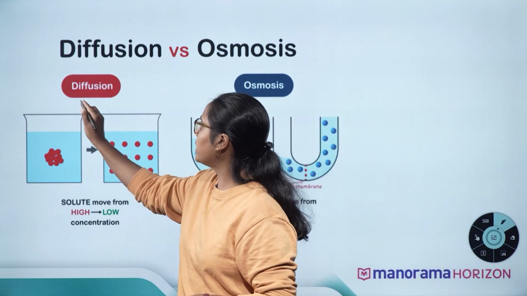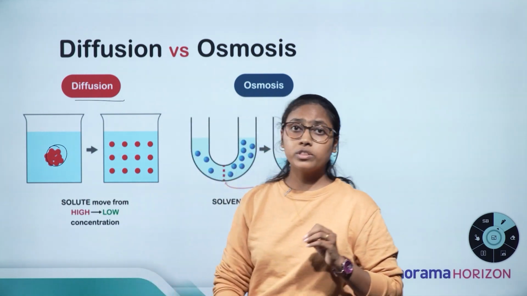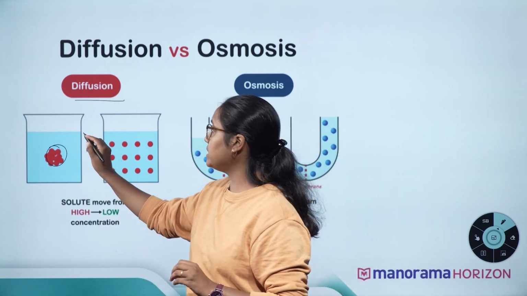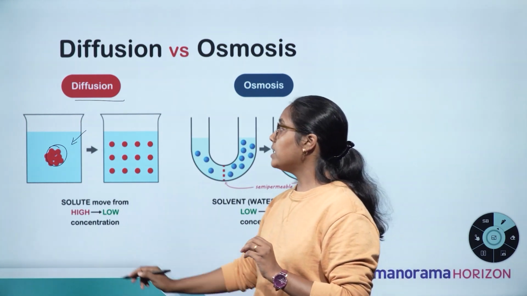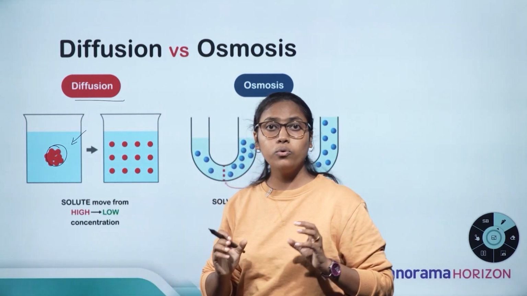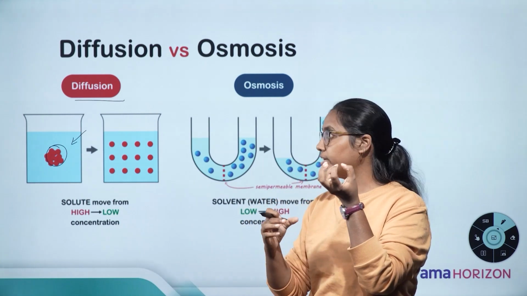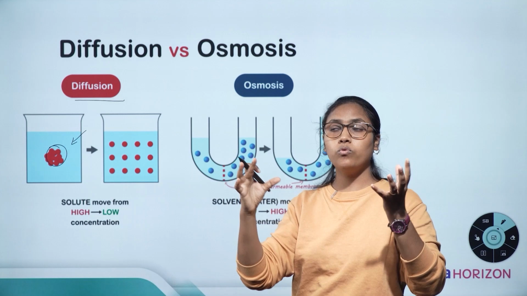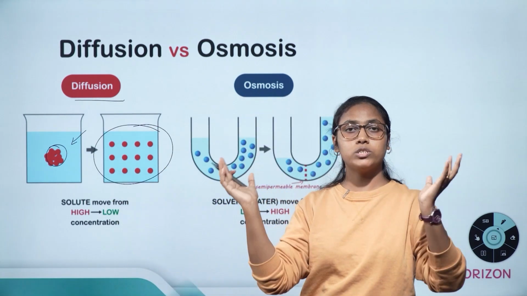In diffusion, you can clearly see that there are molecules. These molecules are present in a solvent. What happens in diffusion is the molecules, that is the solute, where it is concentrated in one region, start to move and get equally divided in the overall solvent.